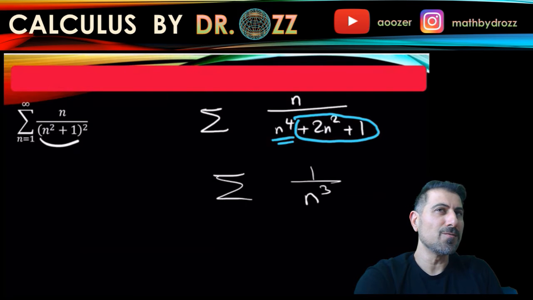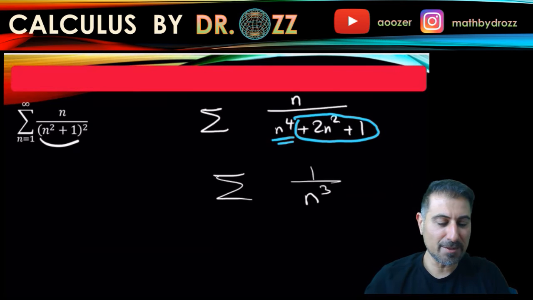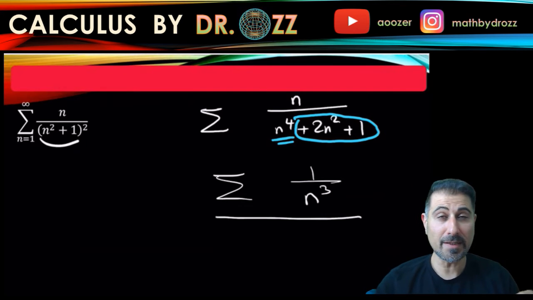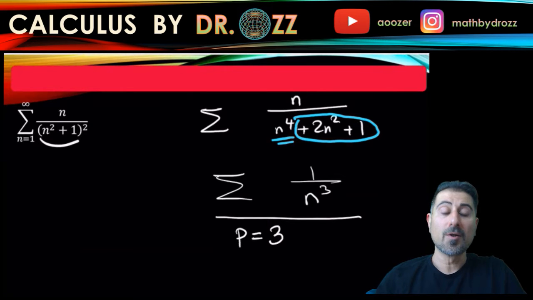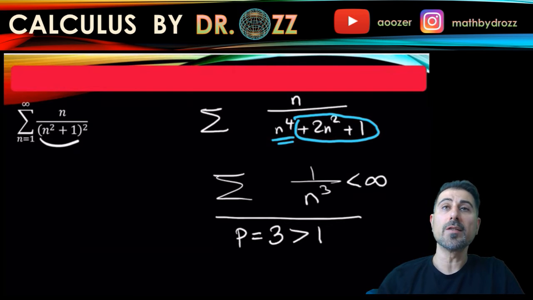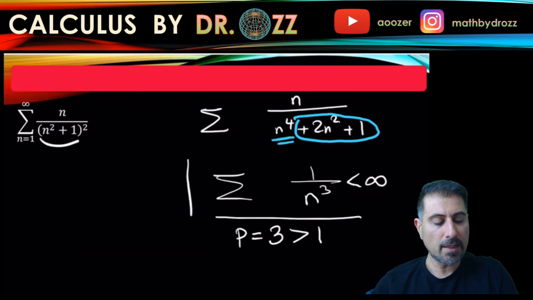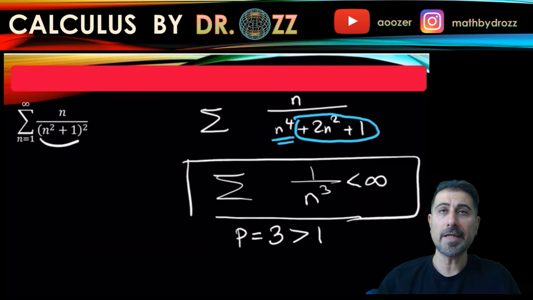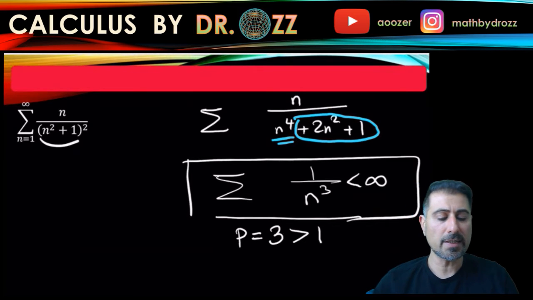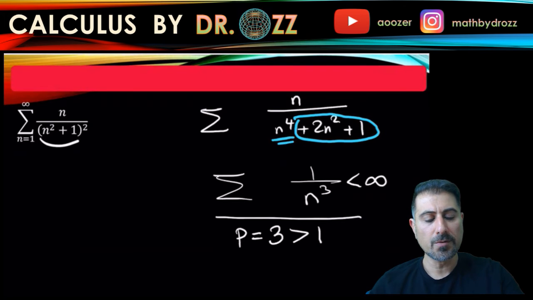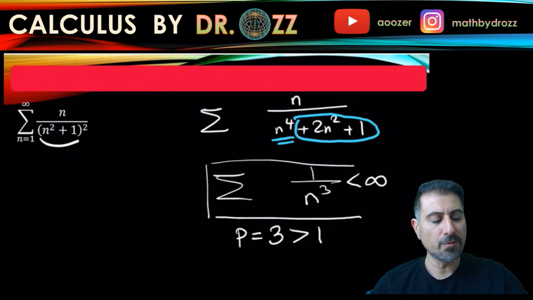That's good, because 1 over n cubed is a known series, right? So this is a good guess to start with. It's a p-series with p equals 3, which is bigger than 1, and p-series are convergent whenever p is greater than 1. So I've got a convergent series which behaves similarly to the given series, and that's convergent. Okay, so now your task is to use one of those comparison tests to prove that the given series is convergent.